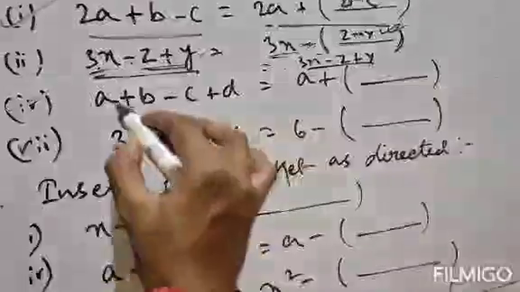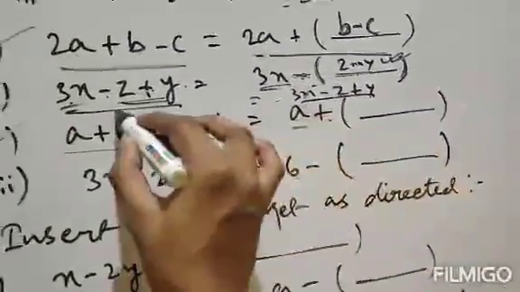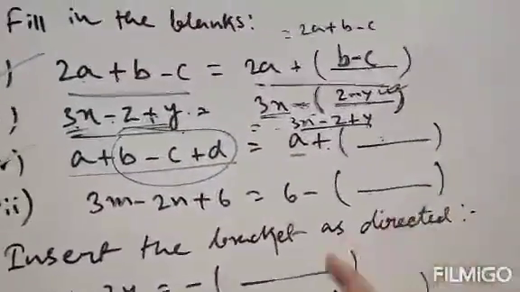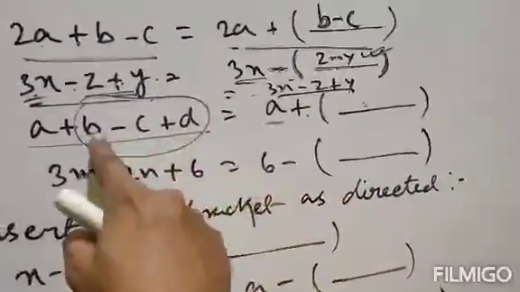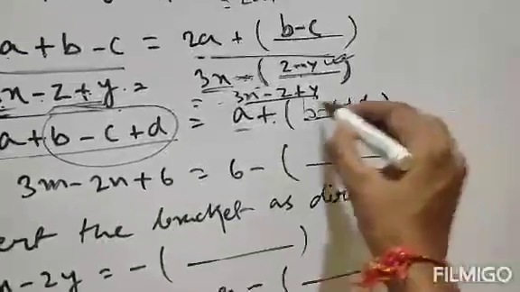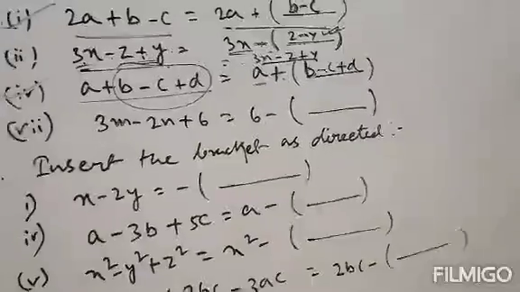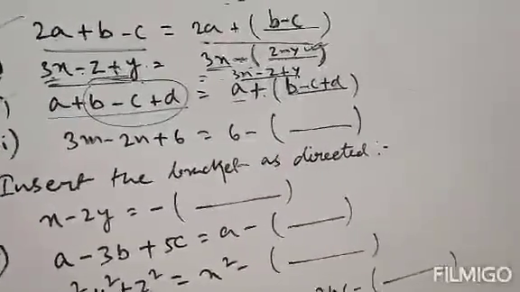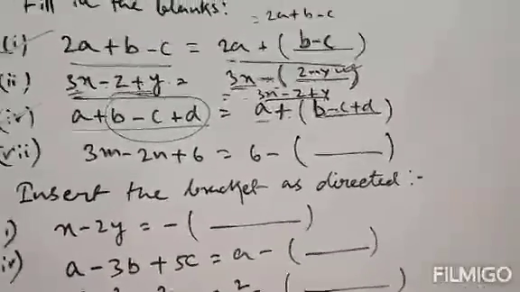Next, question number 4. Question number 4 is a plus b minus c plus d. Here it is a plus. That means these 3 terms are missing here, and we will put these 3 terms in this bracket and then check whether the two sides are matching or not. So it is plus. Now b minus c plus d. You will put b minus c plus d here as it is, because there is a plus sign. Whenever there is a plus sign, no need to change the sign. We will reverse only when the sign is minus. Otherwise, we will not reverse.